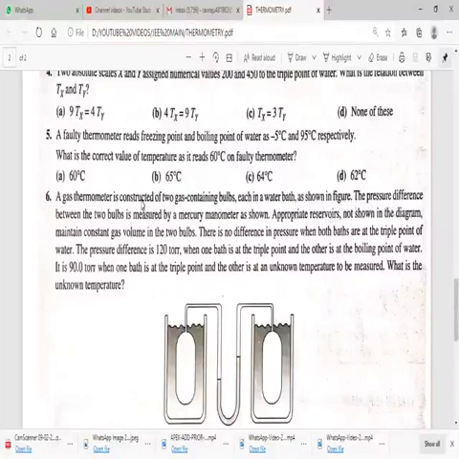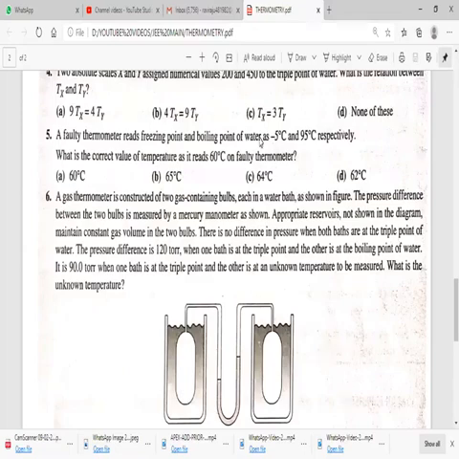The pressure difference between the two bulbs is measured by a mercury manometer as shown. Appropriate reservoirs, not shown in the diagram, maintain constant gas volume in the bulbs. But just to understand, only the diagram is given, not the complete figure. There is no difference in pressure when both baths are at the triple point of water. Of course, when both are at the triple point temperature of water.